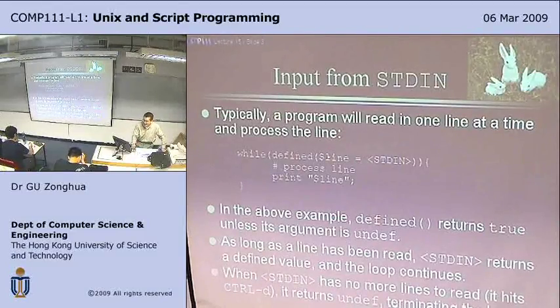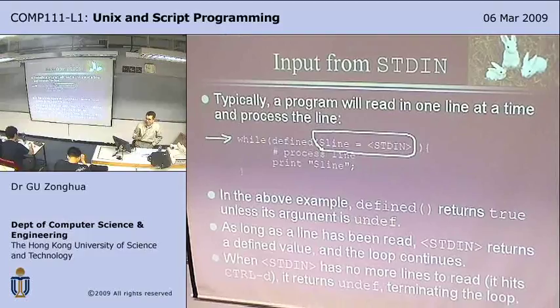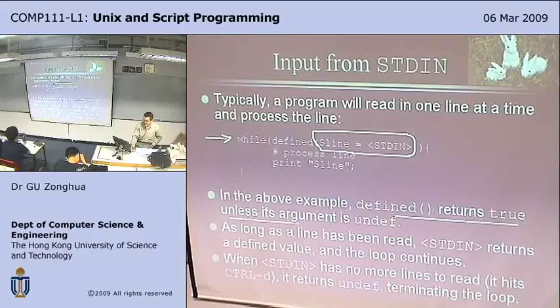So typically a program will read in one line at a time and process the line. So, while defined($line = <STDIN>) reads in one line at a time. Defined returns true unless its argument is undef. That is, unless you hit Control D.